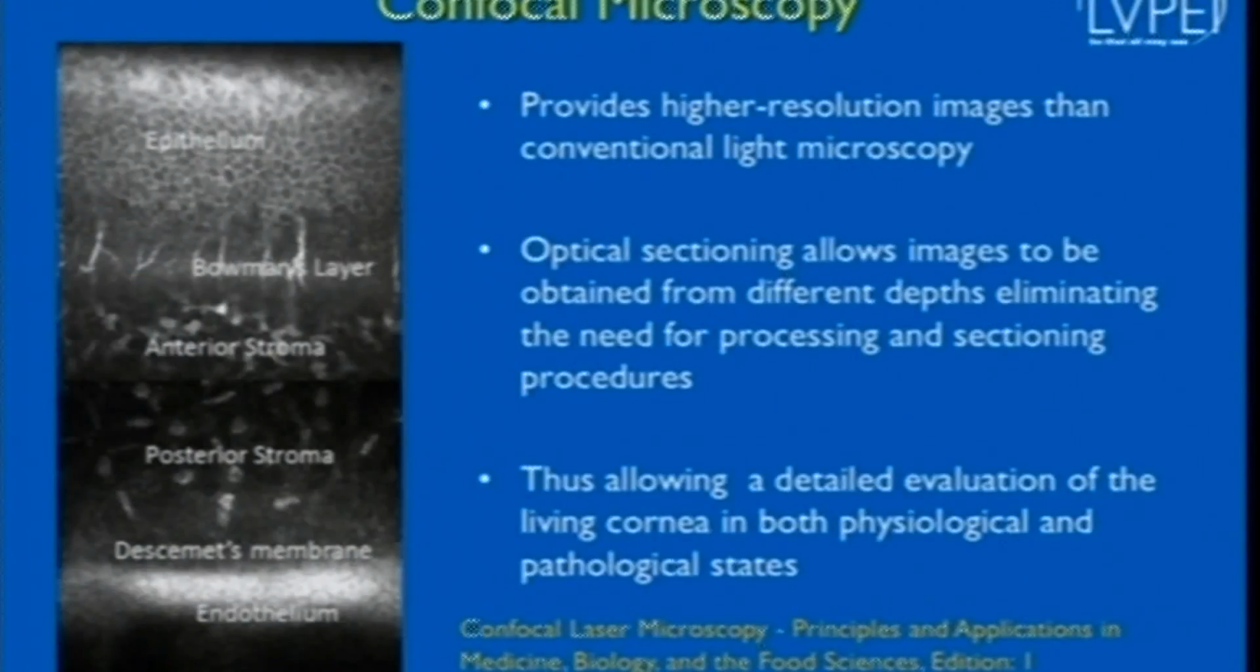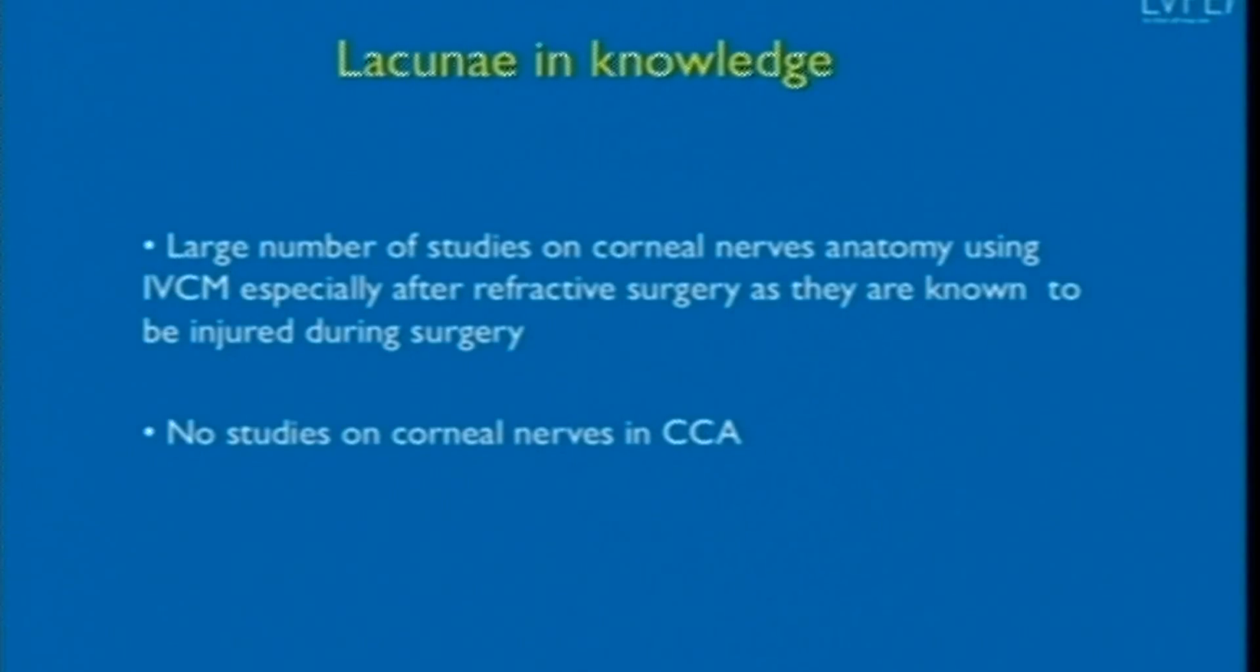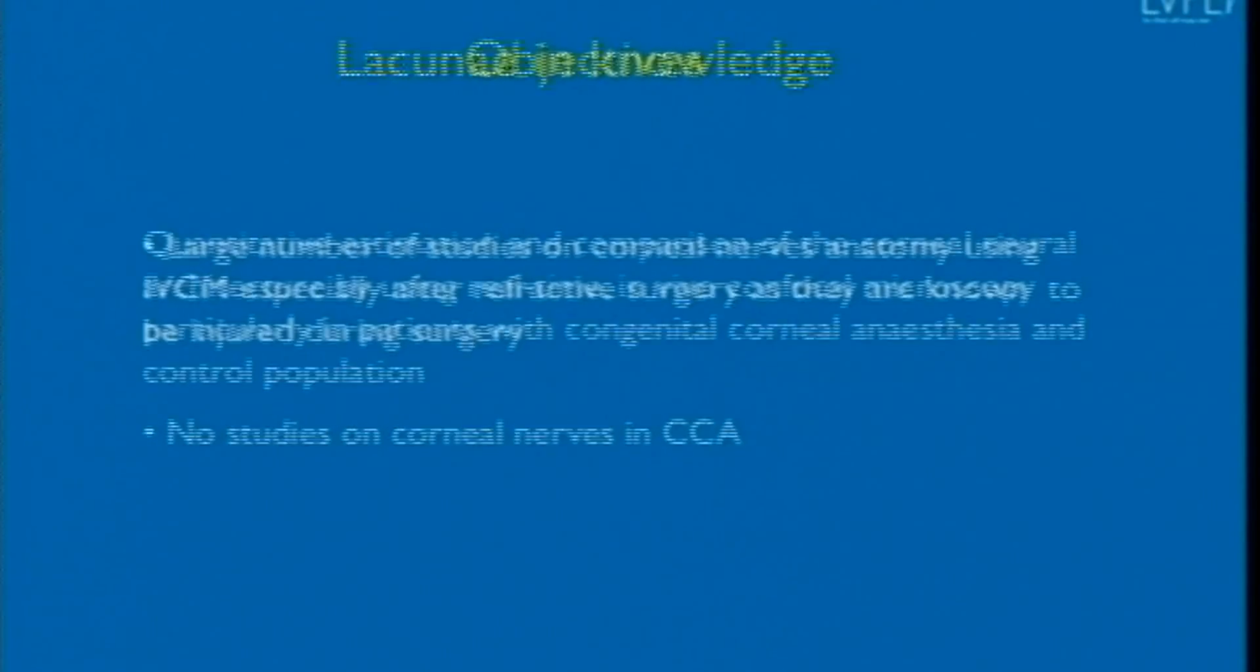This changed with confocal microscopy. Confocal microscopy provides us an optical section of the living cornea and allows a detailed evaluation of the living cornea both in its physiological and pathological states. This is a representative image of normal subbasal nerves through in vivo confocal microscopy. A number of studies have been done on corneal nerve anatomy using in vivo confocal microscopy. However, no such studies have been done in cases of congenital corneal anesthesia.